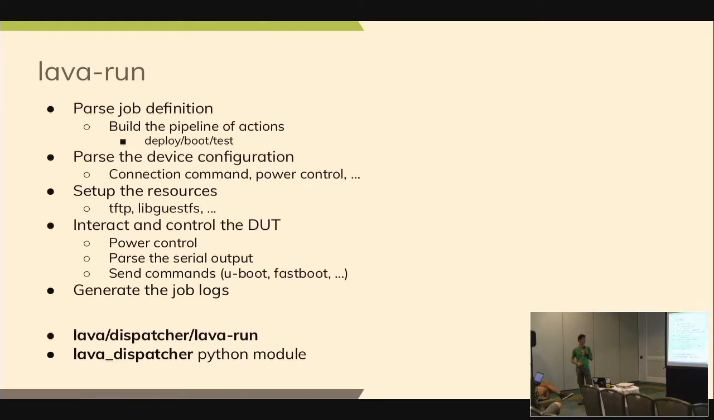And that's a process that is connected to the serial output, to the serial console of your board. So that's a process that will send back the result. It will get the output from the board, and it will send back the result to another process on the master. And it's in lava_dispatcher, lava-run, if you want to see it. But mainly what you want to look at then is the lava_dispatcher Python module.